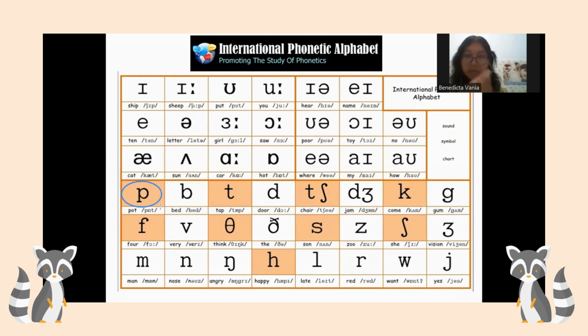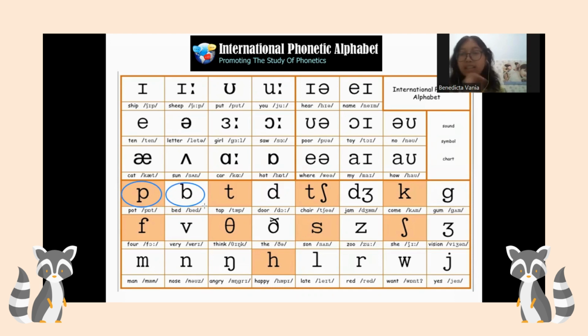P sound unaspirated is used for words like parade, patrol, so it's not stressed. But p sound aspirated is used for words like please, pie, so you can hear the stressing on the P there.